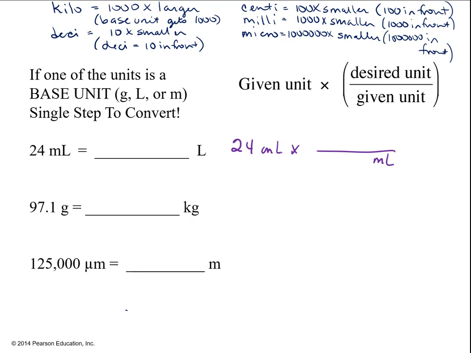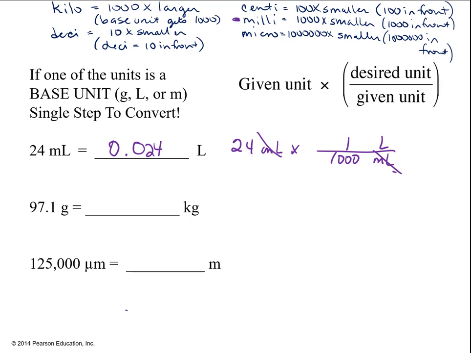Okay, what goes on top? Liter. When you see milli, what goes in front? 1,000. Anytime you see milli, 1,000 goes in front of milli, and liters gets the 1. So here again, milliliters and milliliters will cancel. 24 divided by 1,000 is 0.024.